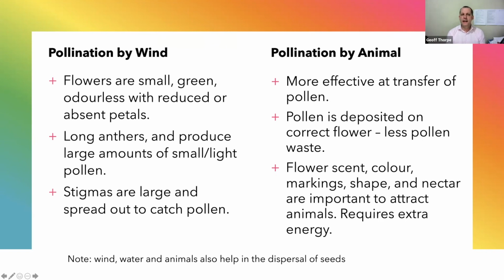And just highlighting again the point that wind, water, and animals also help in the dispersal of seeds. After fertilization and making a seed, fruits are often the best example of this strategy, where the plant makes a nice tasty fruit for an animal to come and eat. The animal eats the seeds as well, moves somewhere else, and deposits the seeds, and the seeds can grow elsewhere. It helps the plant spread out and have its seeds grow somewhere distant to where it is now.